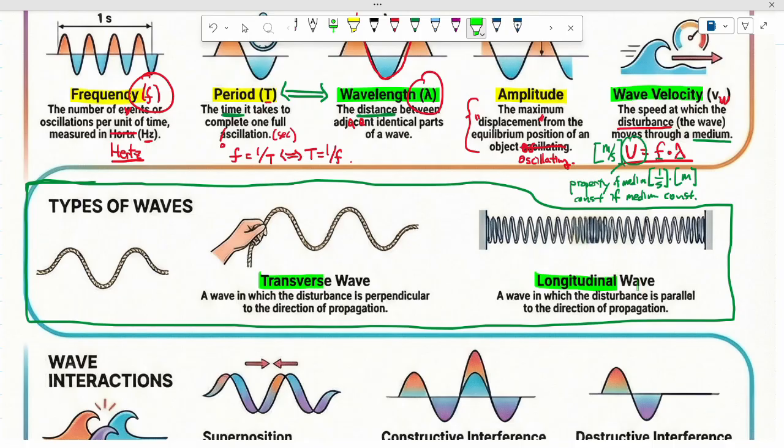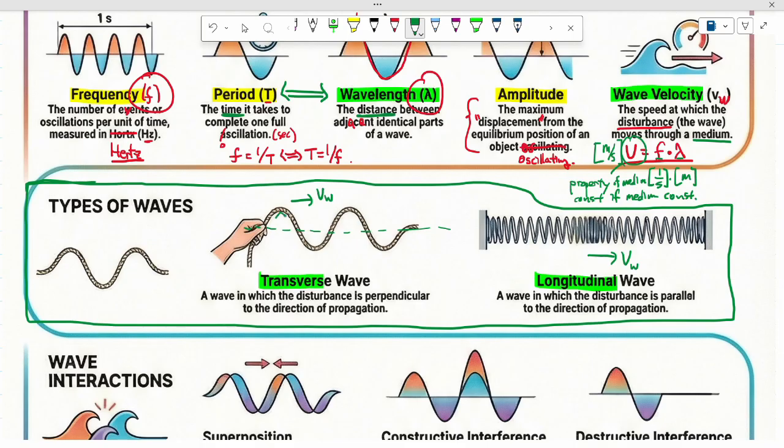And these graphics illustrate transverse and longitudinal waves pretty well. So in both of these pictures, the wave propagation direction is, let's say, to the right. Then whether the wave is longitudinal or transverse depends on in what direction the disturbance is.